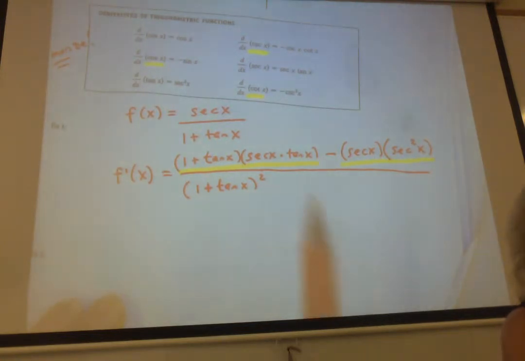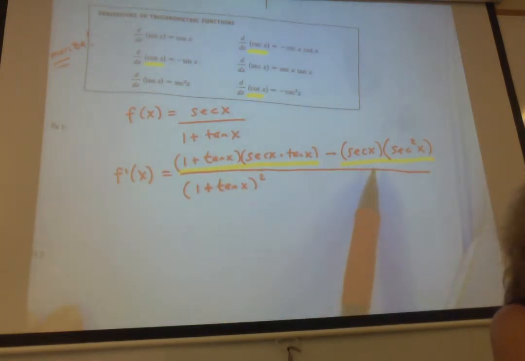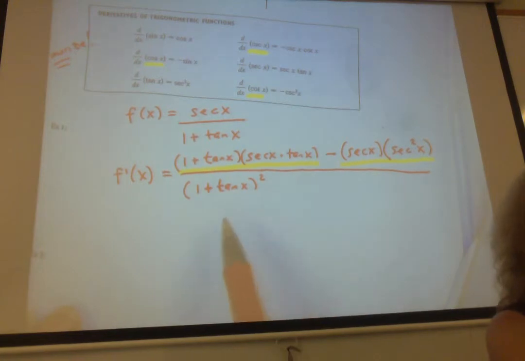It looks like they both have a secant x. Okay, so I can factor out a secant x. I can't factor out a tan x. Well, first of all, this one doesn't have a tan x, so I can't do that. Also, can I cross cancel these right now? It's very tempting.